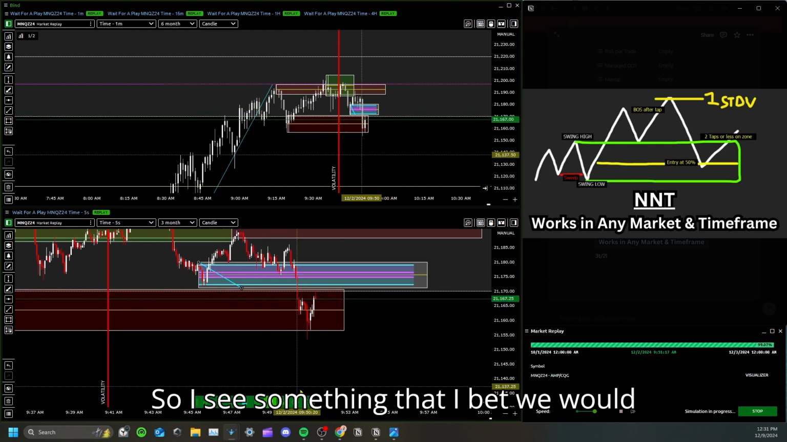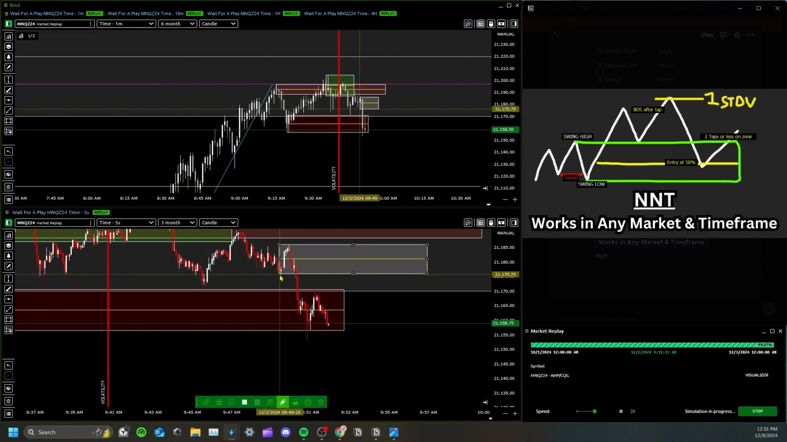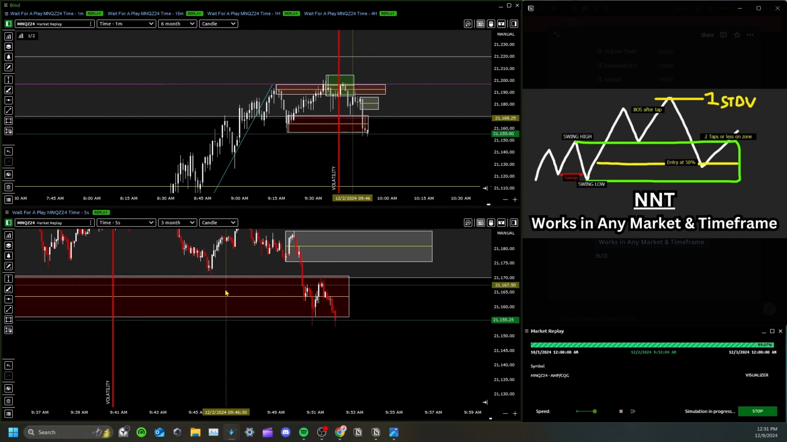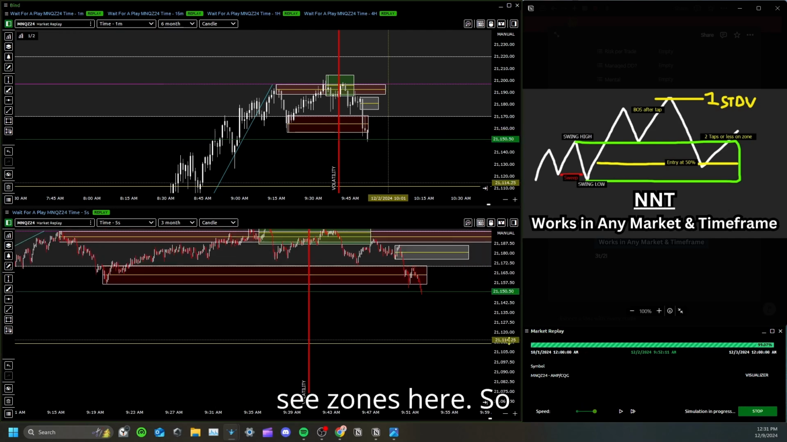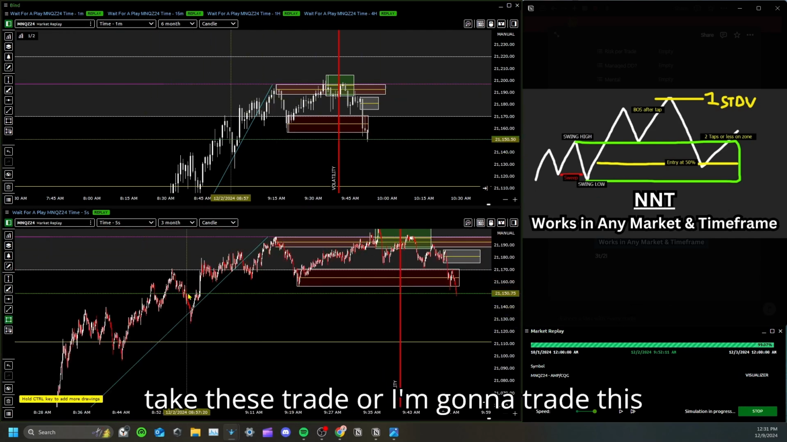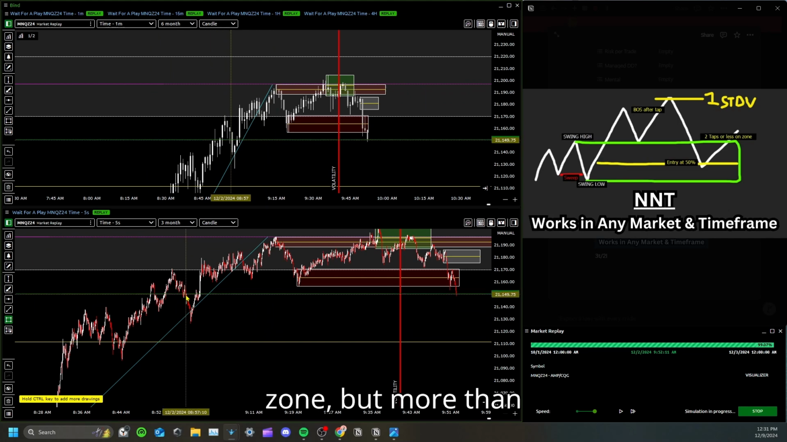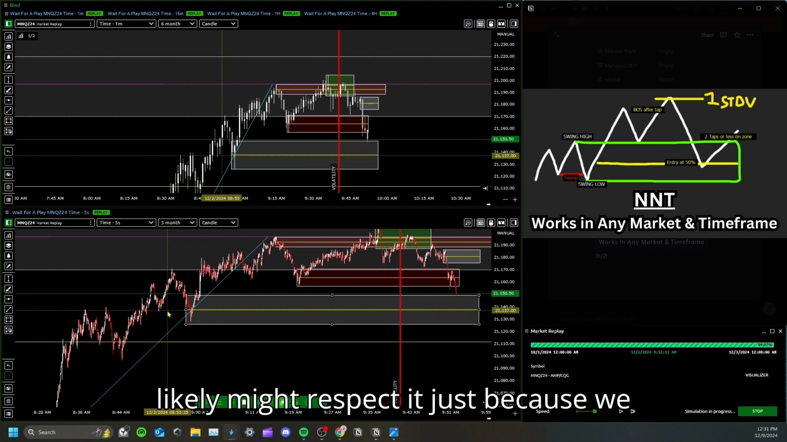So I see something that I bet we would react to. Let me mark it out. But it's not something I would trade. Okay. You know what? I need to pause it again. I see zones here. So let's just mark these out. I'm not going to take these trades. All right, I'm going to trade this zone, but more than likely it might respect it just because we can see it.